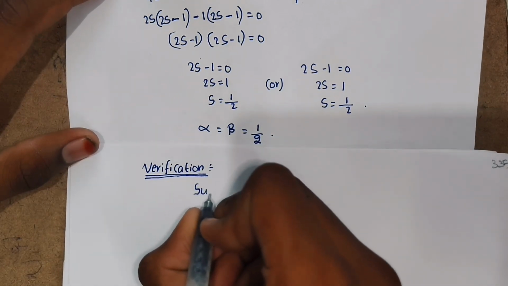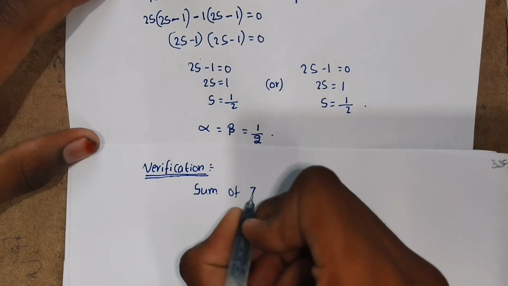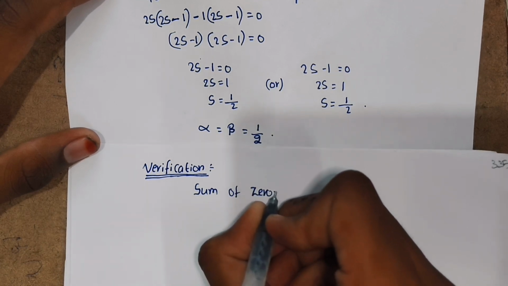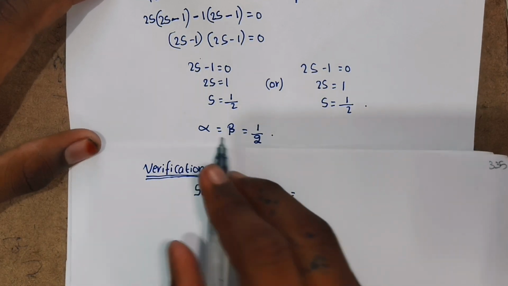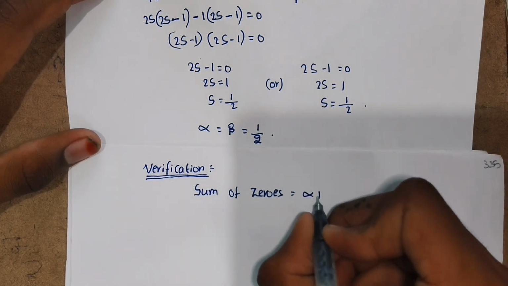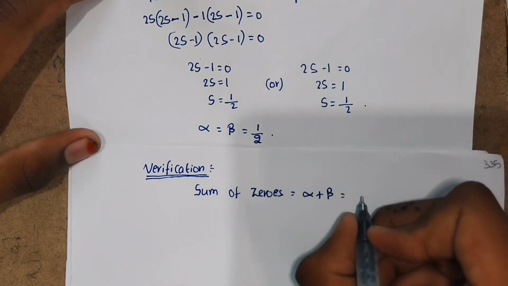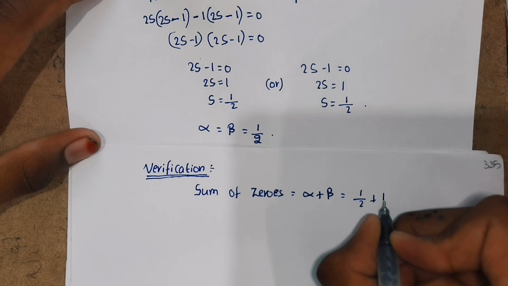What is the first step of the verification? Sum of zeros. Sum of zeros means, what are the zeros here? Alpha and beta. So alpha plus beta is equal to 1 by 2 plus 1 by 2.